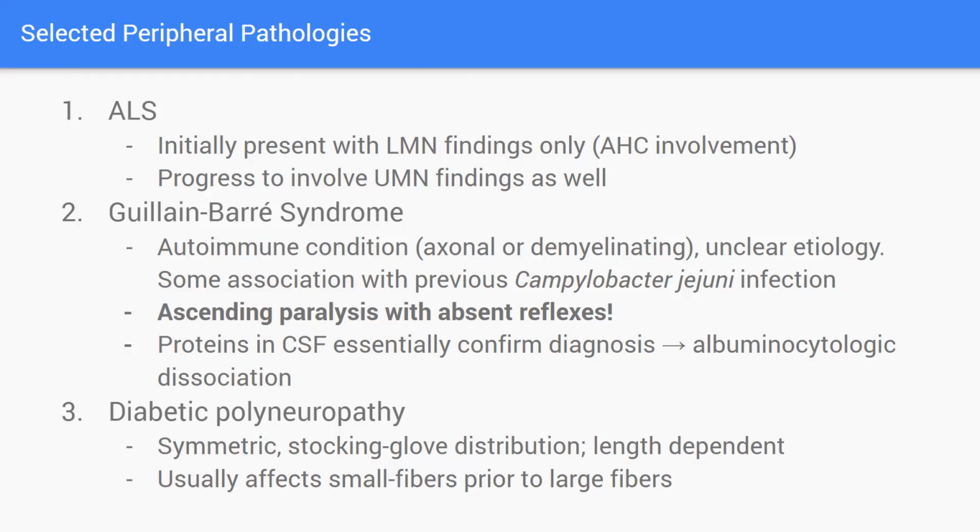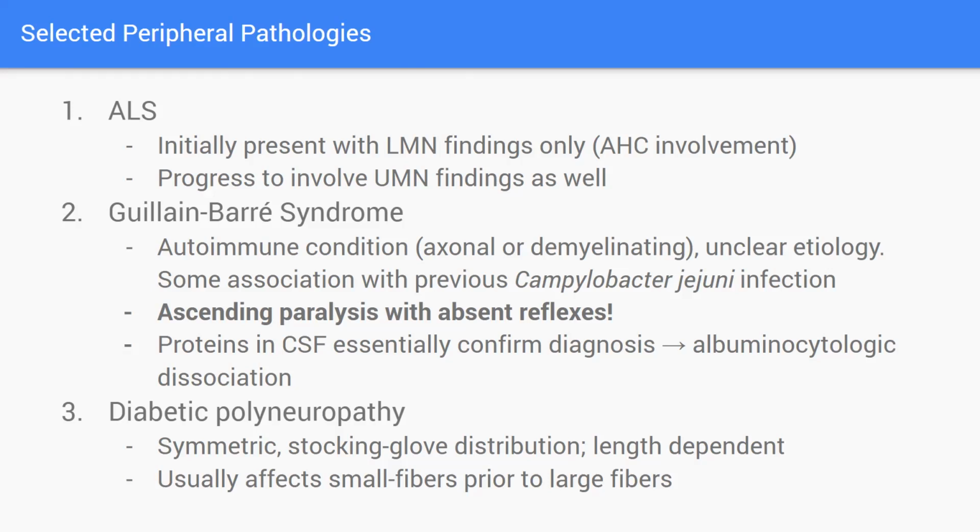Another important pathology to keep in mind is Guillain-Barré syndrome. This is a group of different autoimmune conditions that can be either affecting the axon or demyelinating. It's not clear exactly how all of these come to be, so to speak, but there is some association with some Guillain-Barré syndrome types with previous Campylobacter infections. So if in the stem, for example, there's mention of diarrhea, GBS should be something that comes to mind.